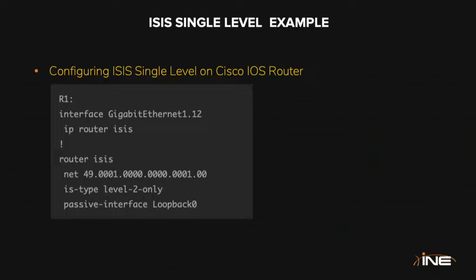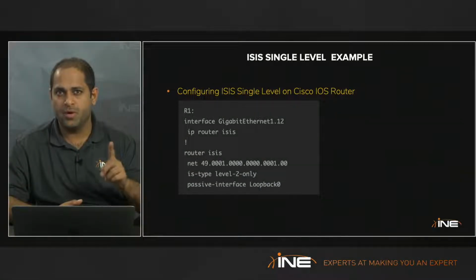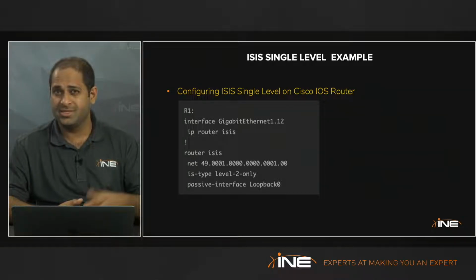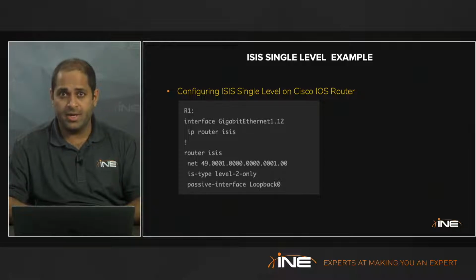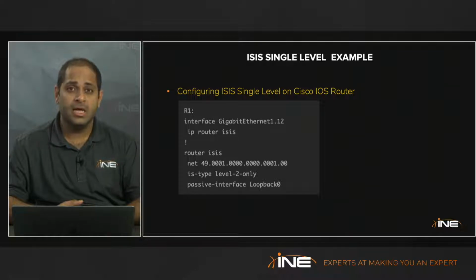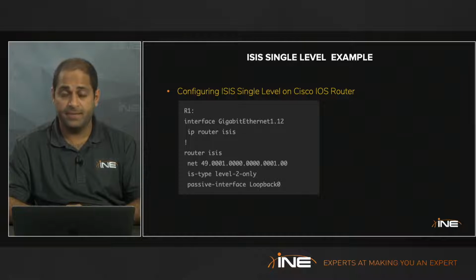The IS type has been configured as level 2 only. By default, all routers run as level 1, level 2 routers. There are three different types of routers. If you remember from the previous course, we had level 1 router, we had level 1, 2 router, which is something like an ABR in OSPF, and then we have level 2 router. A level 1 router can only communicate with another level 1 in the same area or an L1, L2 router in the same area. A level 2 router can form adjacency with another level 2 router or a level 1, level 2 or another level 2 router in a different area.